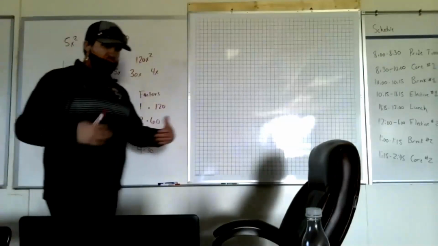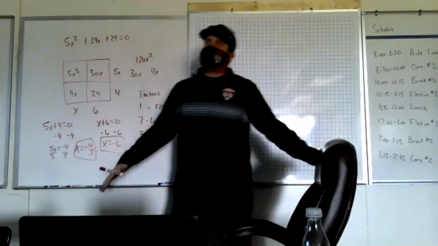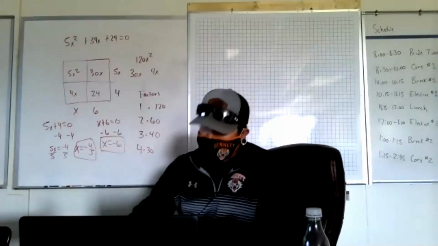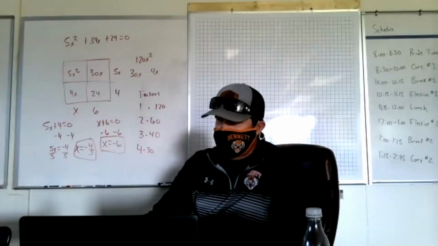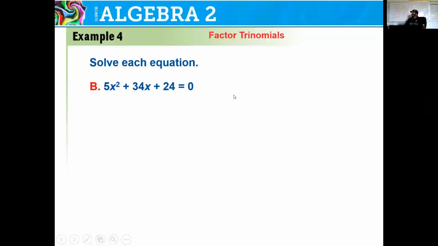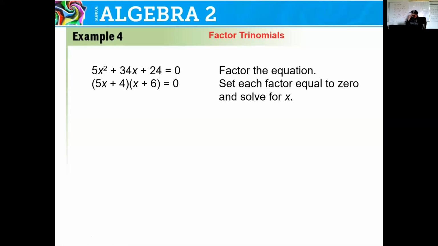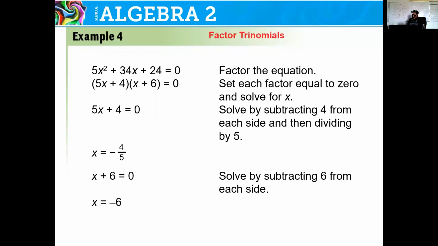You can see as long as you stick to the process, the box will handle any type of problem that's thrown at you. Okay, the one thing that it doesn't do well is the difference of squares, because it's just more work than it's really worth. So there's our factors. We set them equal to 0. We solve. Set it equal to 0 and solve. And we get negative 6, negative 4/5.